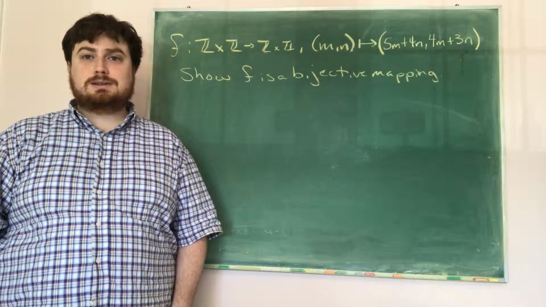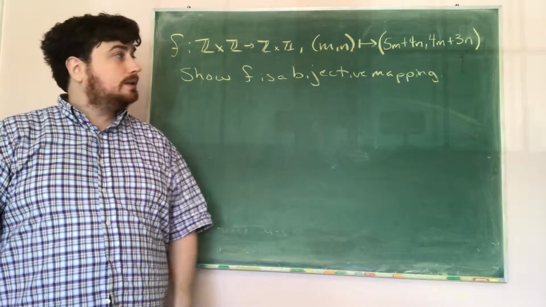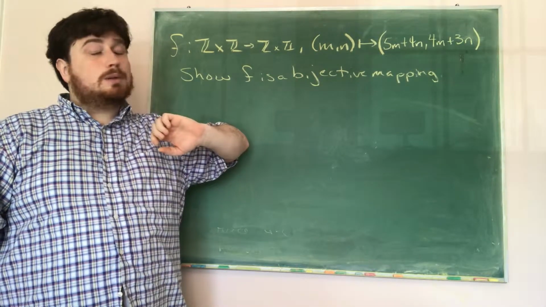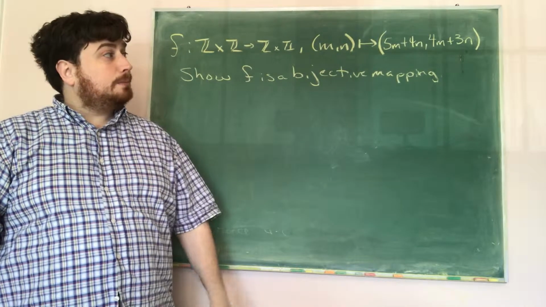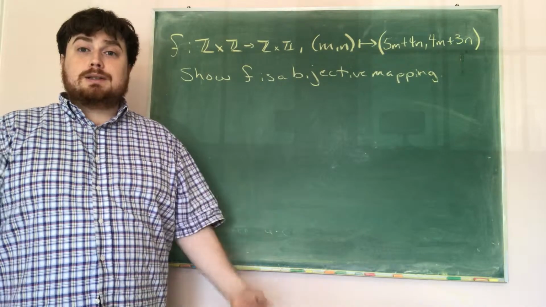Hello mathematicians, thanks for joining me as we look at a function f from Z cross Z to Z cross Z. Namely, we're going to map (m, n) to (5m + 4n, 4m + 3n). What we want to show today is that f is a bijective mapping.